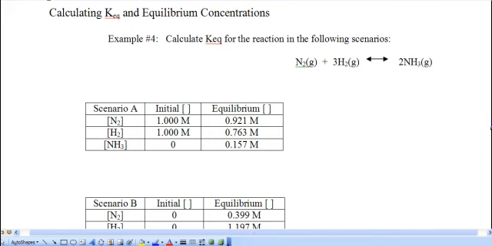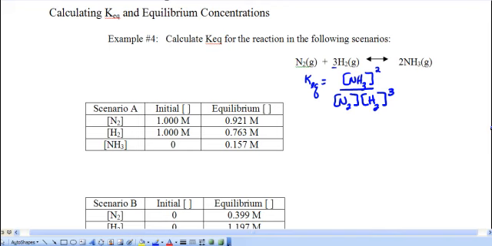In fact, we already did this in a previous example where KEQ is going to equal the ammonia squared divided by the nitrogen raised to the first power and the hydrogen cubed, because of course there's a 3 out front there. And so now what we want to do is take a look at the KEQ for all 3 scenarios.